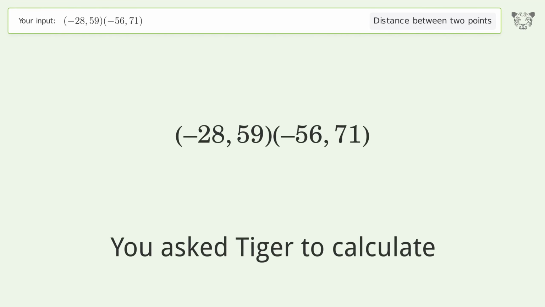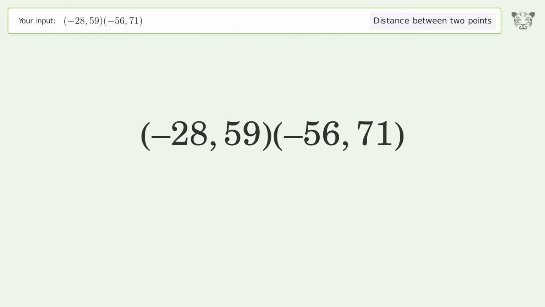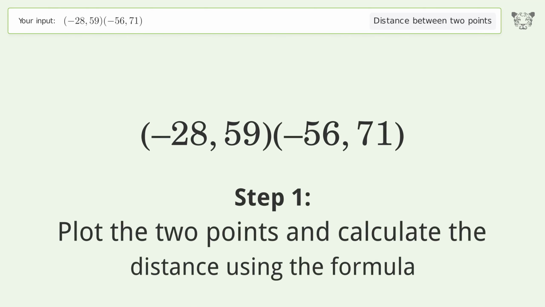You ask Tiger to calculate. This deals with the distance between 2 points. The distance between the 2 points is the square root of 928, or 30.463. Let's solve it step by step. Plot the 2 points and calculate the distance using the formula.